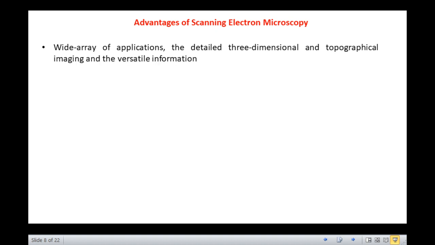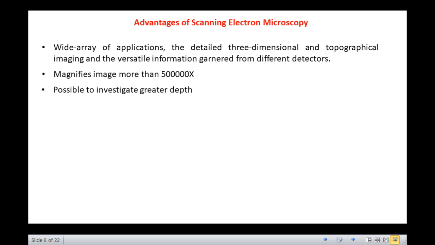Let us now discuss the advantages of scanning electron microscopy. Advantages of scanning electron microscope include its wide array of applications, the detailed three-dimensional and topographical imaging, and the versatile information garnered from different detectors. SEM magnifies images more than 5 lakh times. It is possible to investigate greater depth of field.